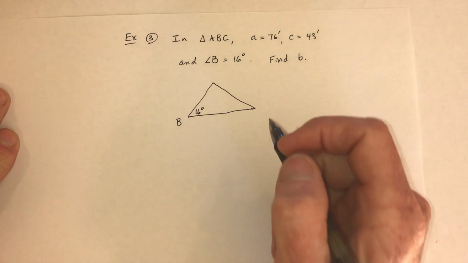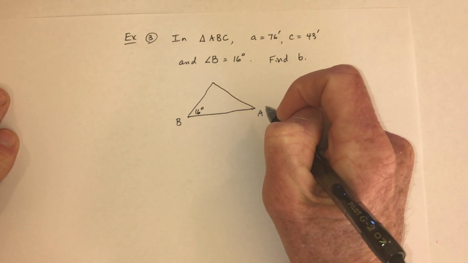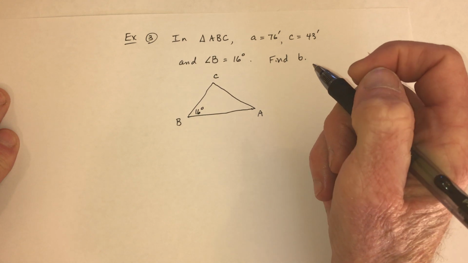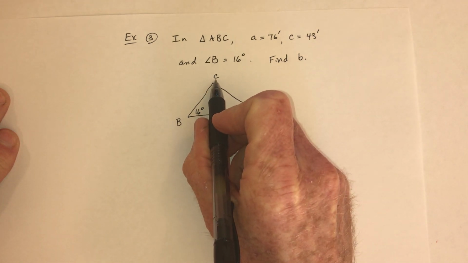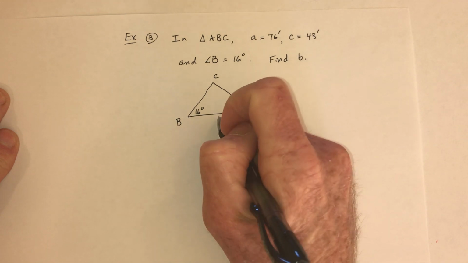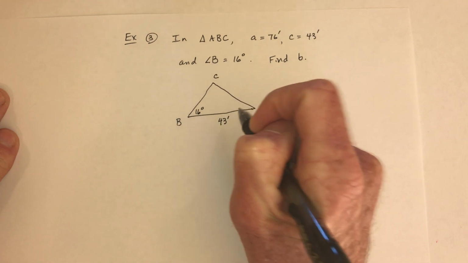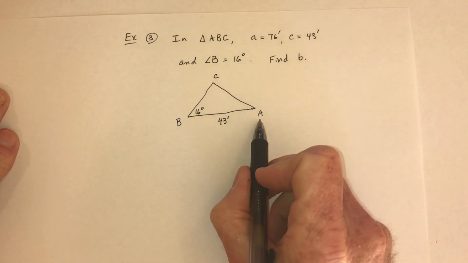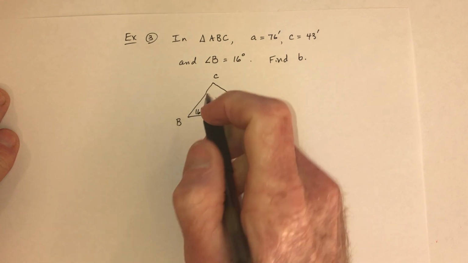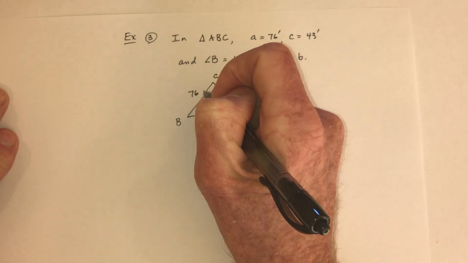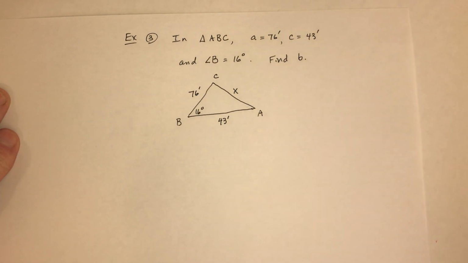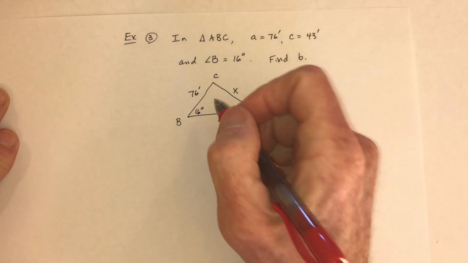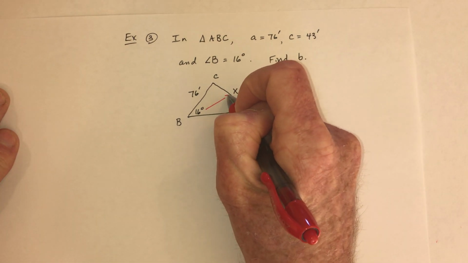So let's see. I'll call this one A and this one C. And across from this capital C is the lowercase c, so that's 43 feet. And across from capital A, that'll be the lowercase a, so this one is 76 feet. And then, how much is x? And as I may have mentioned before, start with this angle and then go across from that.